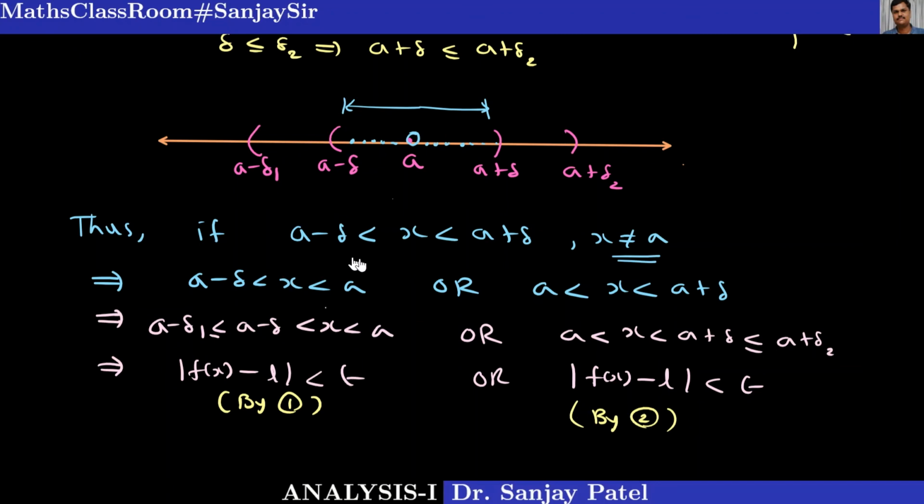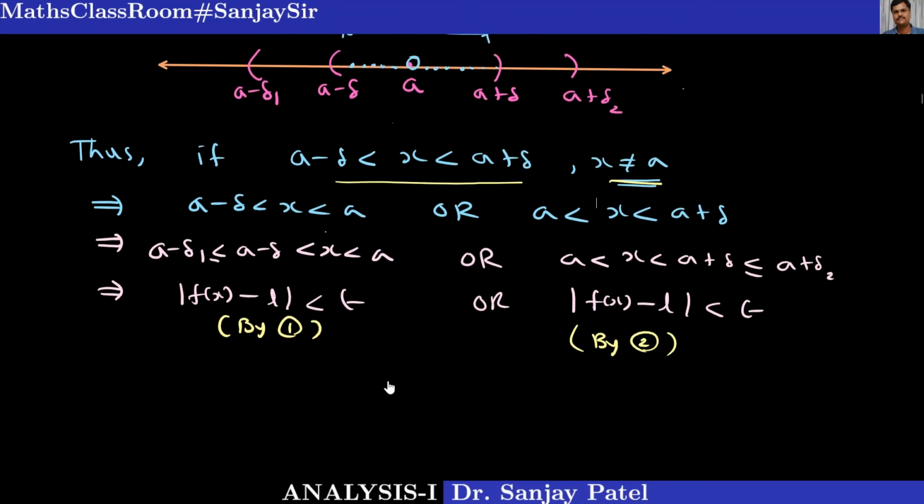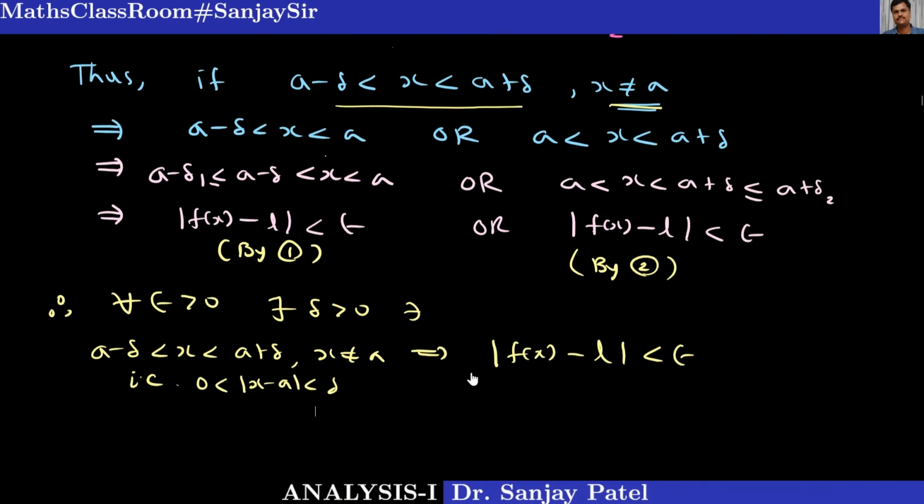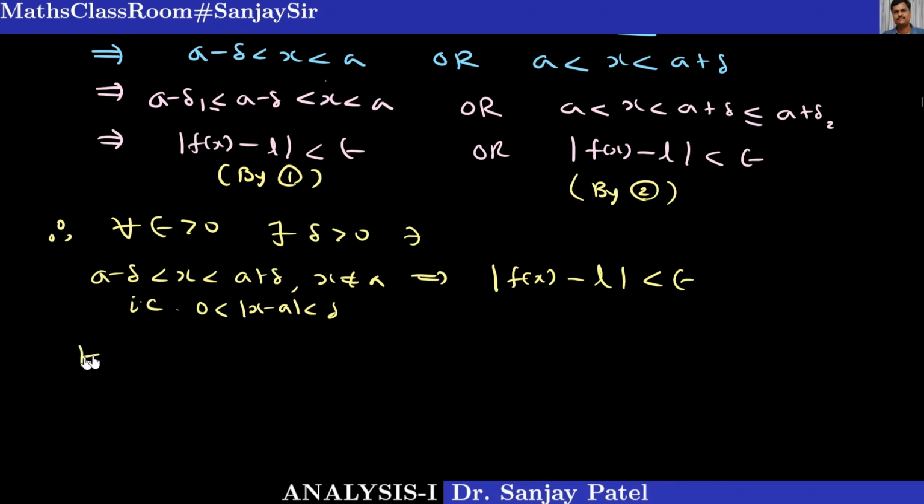So for whatever x we choose between A minus delta to A plus delta and x not equal to A, we are getting mod of f(x) minus L less than epsilon. So that proves the requirement. What is proved is, for every epsilon there is some delta greater than 0 such that A minus delta less than x less than A plus delta and x not equal to A implies mod of f(x) minus L is less than epsilon. And this is nothing but 0 less than mod of x minus A less than delta. And thus, we can conclude that limit of f(x) as x tends to A is L. So hence, limit x tends to A, f(x) is equal to L is proved.